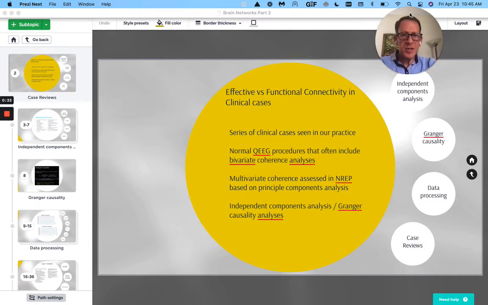And continue our training, which was on effective connectivity in clinical practice, I believe was the title. Last time we did part one, this will be part two, and we're just going to keep going through this series to cover this information as best we can. So if you remember, we started talking about the idea of measuring effective versus functional connectivity.